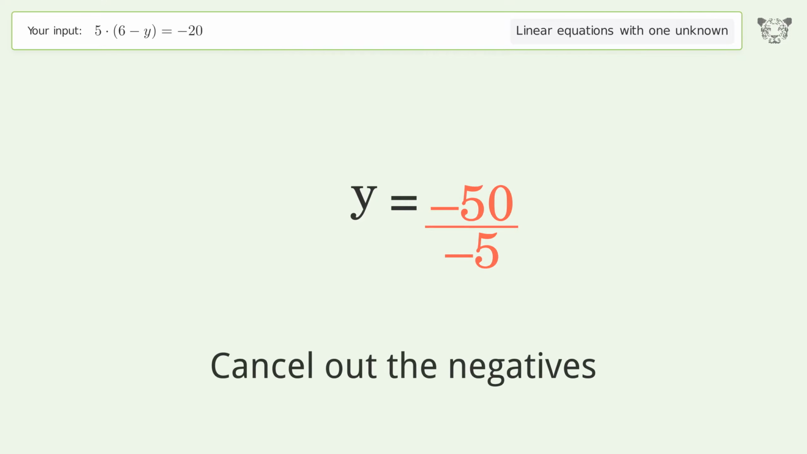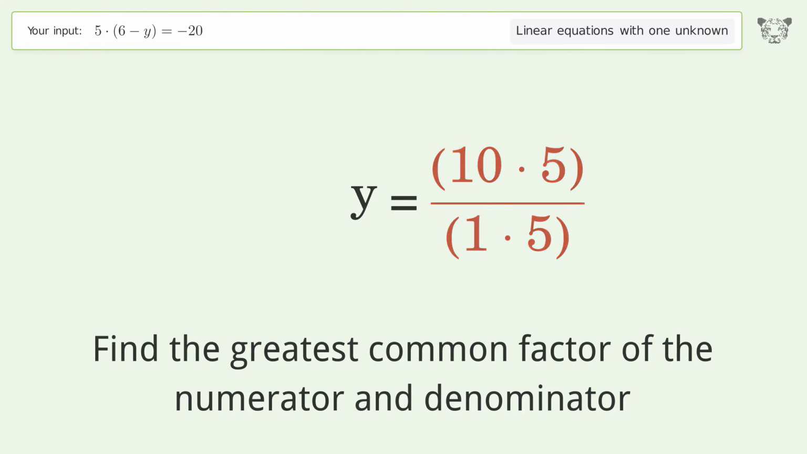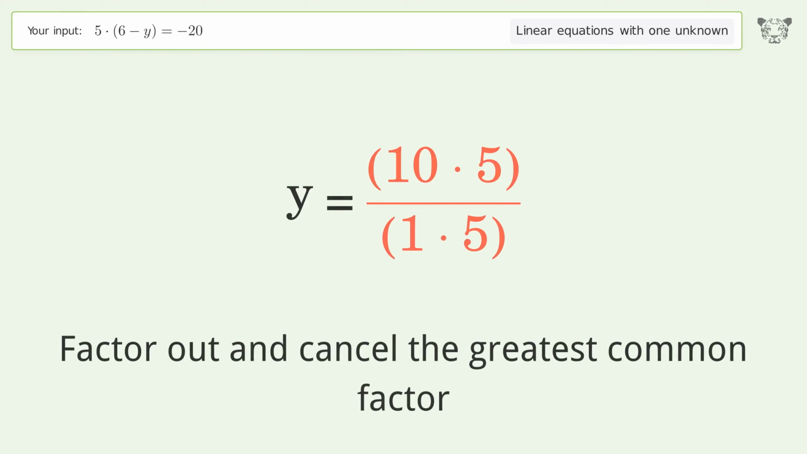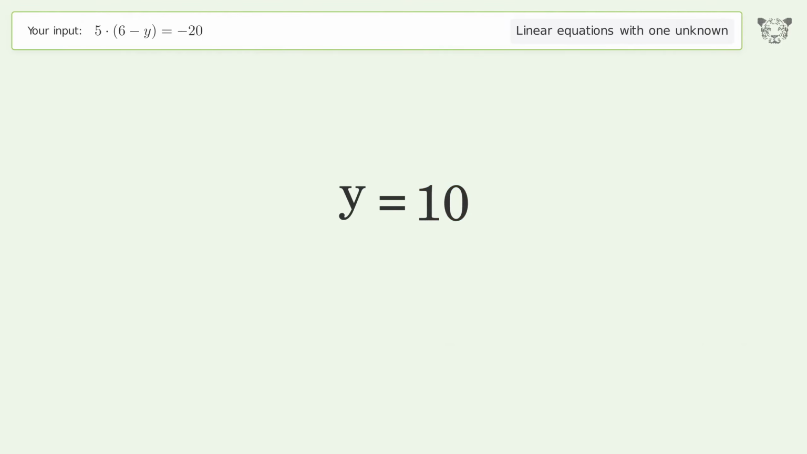Cancel out the negatives. Find the greatest common factor of the numerator and denominator. Factor out and cancel the greatest common factor. And so the final result is y equals 10.